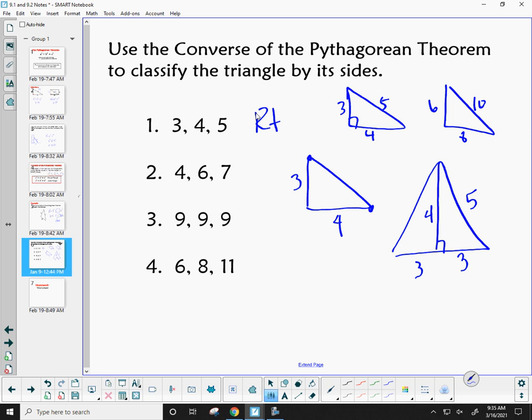Okay, so what about number 2? This one's acute. How about 999? It should be acute. What kind of triangle is that? It's equilateral, which means all the angles have to equal what? 60 degrees. Okay, so that one's acute. What's the last one? This one's obtuse.